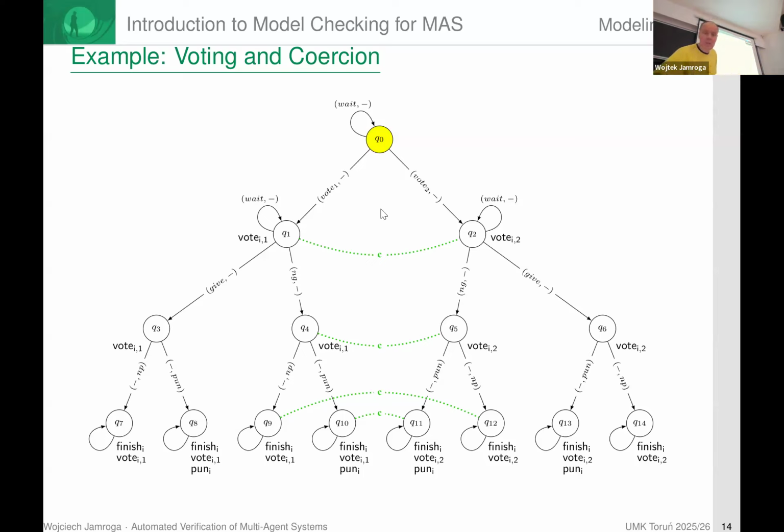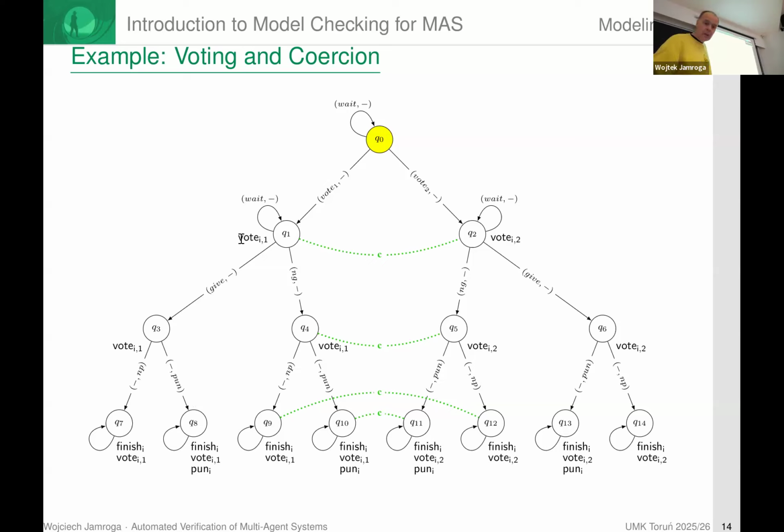Okay, so as I said, the nodes of the graph correspond to states of the system. The arrows correspond to transitions labeled by actions of all the players in the system. The dotted lines show indistinguishability of states. So they connect states that look the same to the given agent.